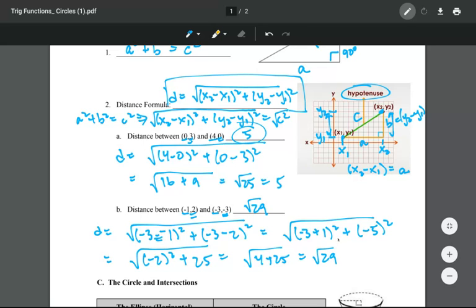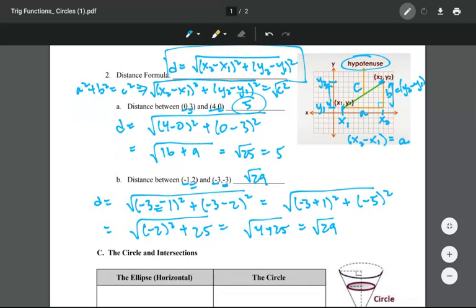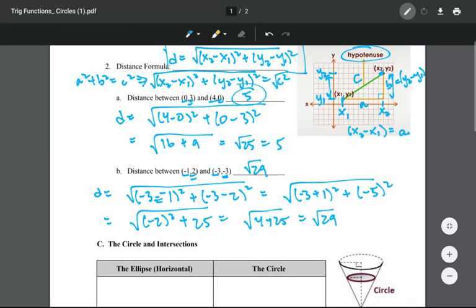I could also put this into my calculator to get a decimal approximation, but I'm going to go ahead and leave this as radical 29. These are distances, so notice how I didn't put a plus or minus anywhere. Distances are never negative. They're always positive, or they could be 0. So never a negative distance there.